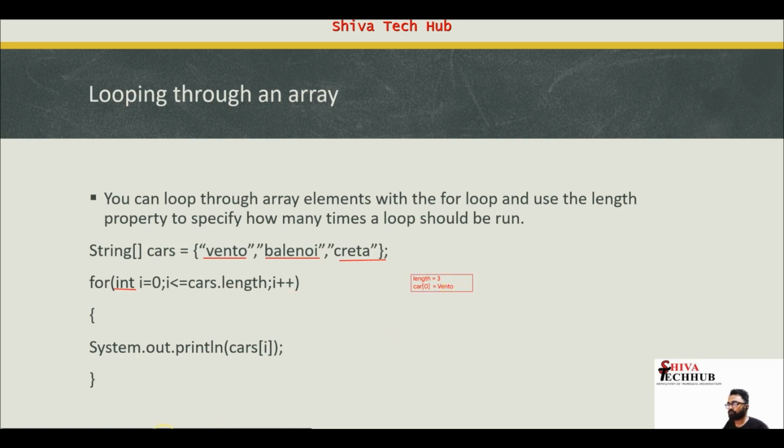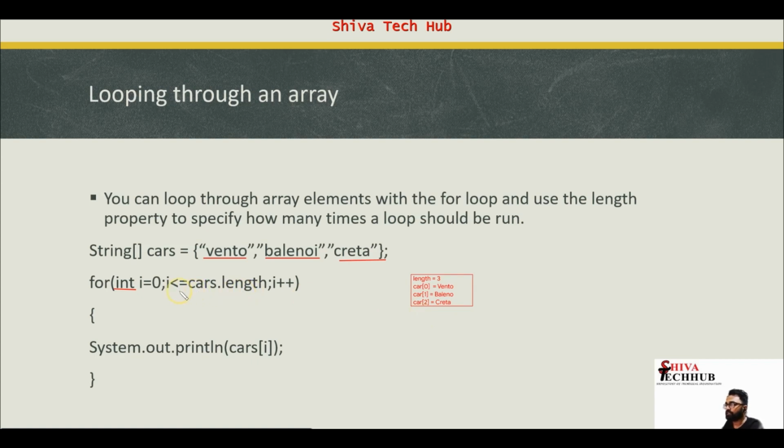Okay, so let me write it down over here. So for example, cars of 1 equal to Baleno and cars of 2 equal to Creta. Once this is printed, what will happen is it will increment the value of i by 1. So now 2 becomes 3.